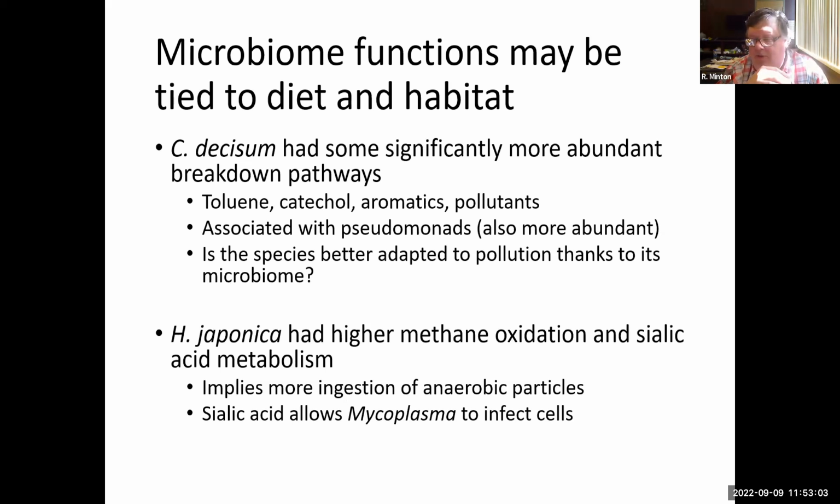The invasive species had higher methane oxidation and sialic acid metabolism. This implies it's ingesting more anaerobic particles. Decisum, the native species, does more scraping than it does filter feeding. The invasive one filter feeds a lot. So it could be picking up more of these anaerobic particles out of the environment and processing them.